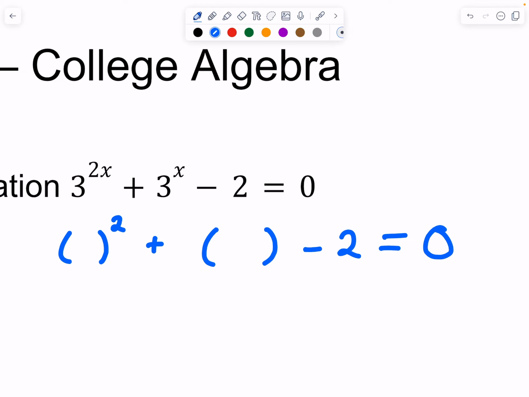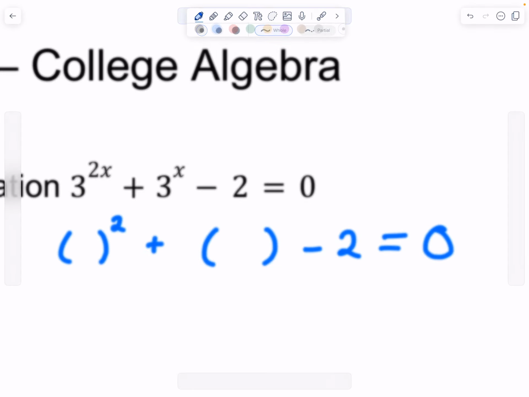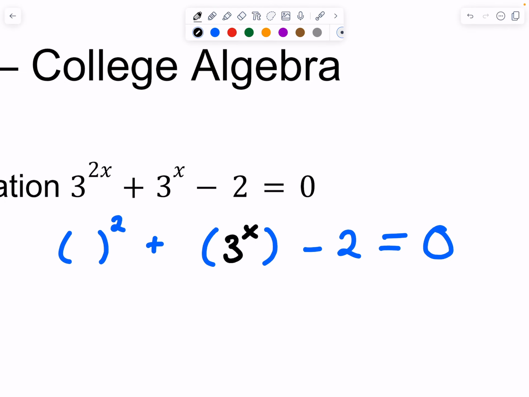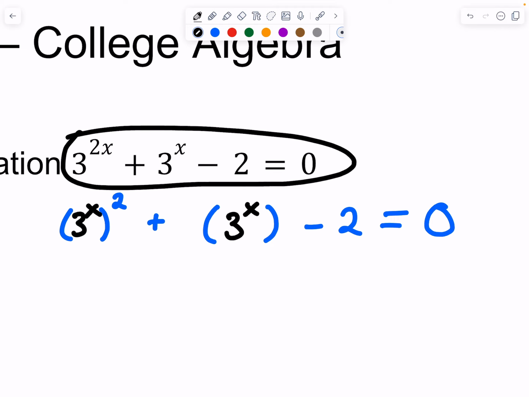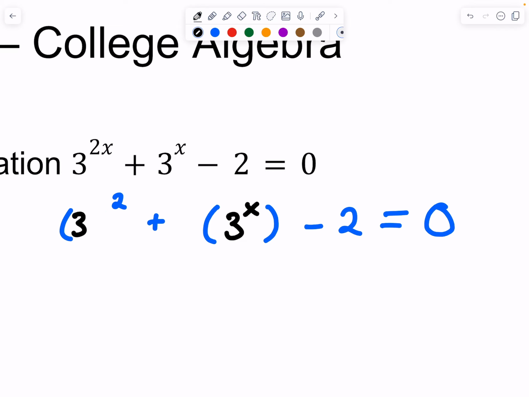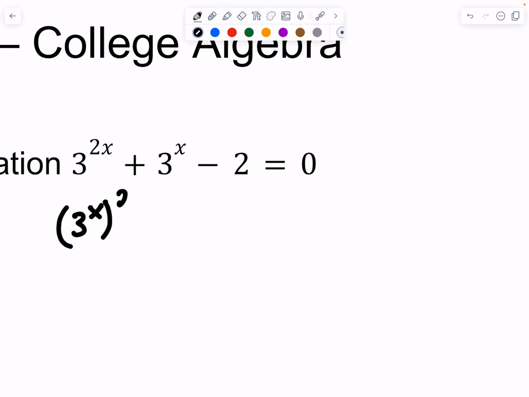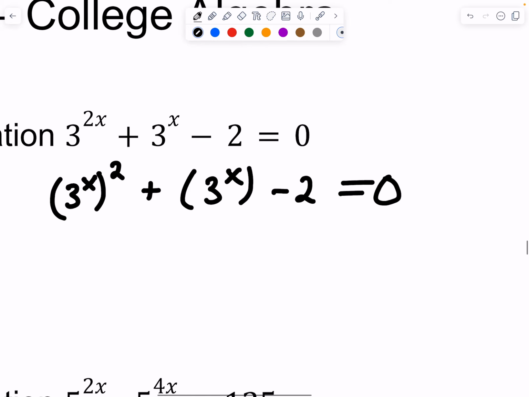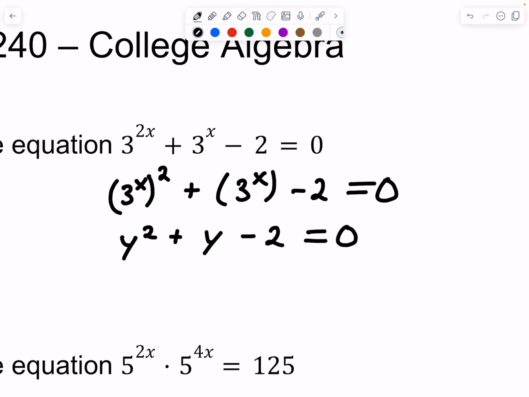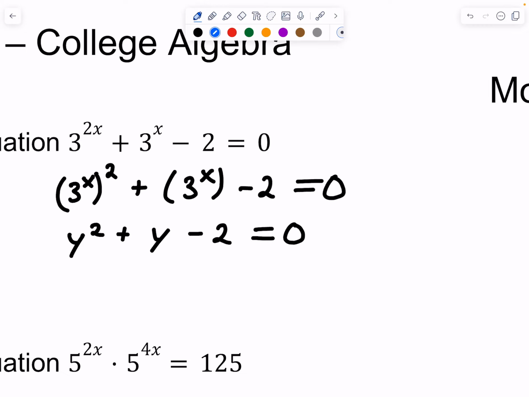Now you're allowed to have coefficients here and here, but the coefficients are not required. So if you copy basically this expression down below, you might notice that you would have 3 to the x inside these parentheses. So really this is exactly the same as what's below. I just have 3 to the x squared instead of 3 to the 2x. All right, so we've got 3 to the x squared plus 3 to the x minus 2 equals 0. And I like to rewrite this using another variable. So I really prefer to write this as y squared plus y minus 2 equals 0, because it's just a little easier for my brain to see what's going on.